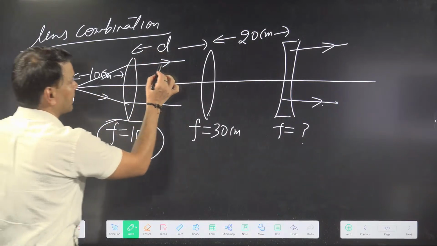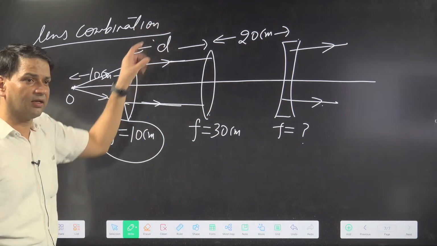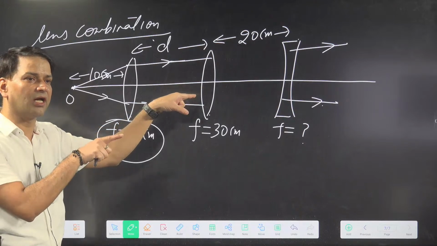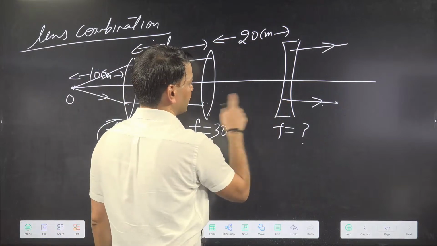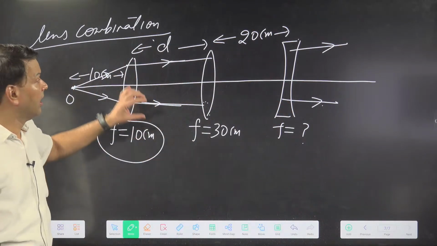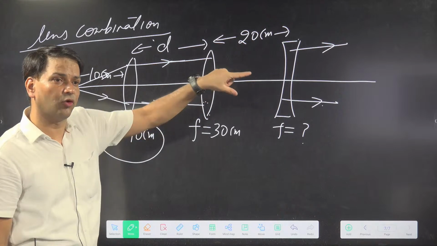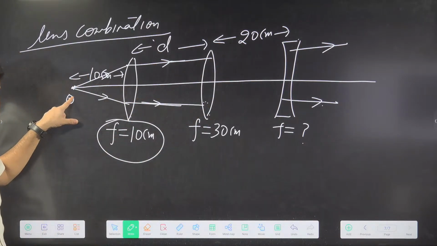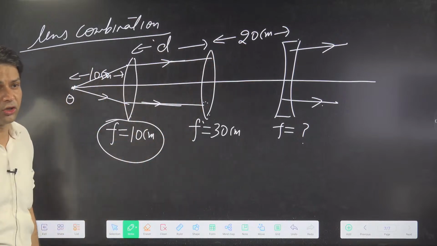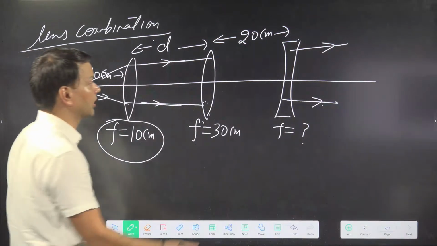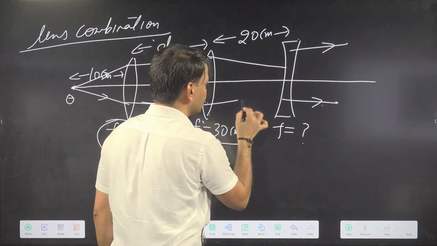Now it becomes parallel, so a parallel beam of light falls on the second lens. Whatever the distance d is, the light will fall on the second lens parallel to the principal axis. Here the distance I have given is 20 centimeter. When a parallel beam of light falls on the lens, it will converge at focus. Here the object was at focus, so the light ray became parallel. For the second lens, after refraction it will converge at focus. What is the focal length of this? 30 centimeters.